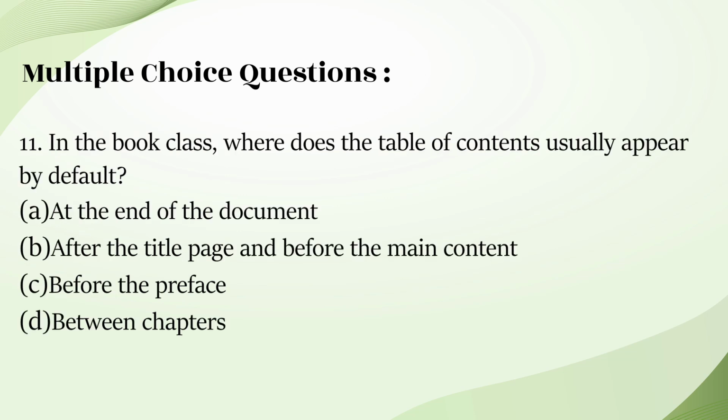In the next question, in the book class, where does the table of contents usually appear by default? Options are option A, at the end of the document, option B, after the title page and before the main content, option C, before the preface, and option D, between chapters. So the table of contents usually appears in the book class after the title page and before the main content. So the correct option will be option B.